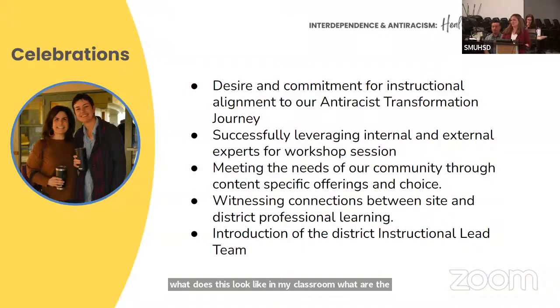Also, another celebration is successfully leveraging our internal candidates, our teachers, who are willing to come forward and run some of these workshops, as well as some continuing and new external experts. We also felt like we were able to meet the needs of our community by offering content-specific sessions, which we have not done for a little while.